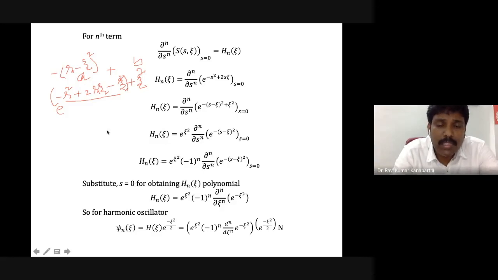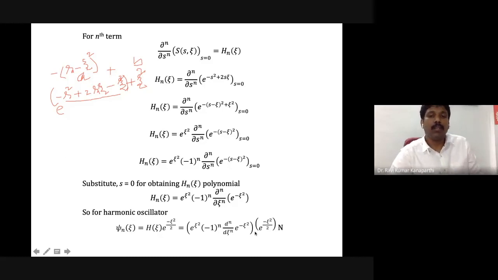And now we got a general solution. What is the general solution? The general solution is that Hn of z is equal to e to the power z square, minus 1 to the power n, dou to the power n by dou z to the power n, multiplied by this. So Hn of z we have obtained. Please recall that the total solution is a product of this Hn of z multiplied by e to the power minus z square by 2. So I can substitute, and this is a complete solution.